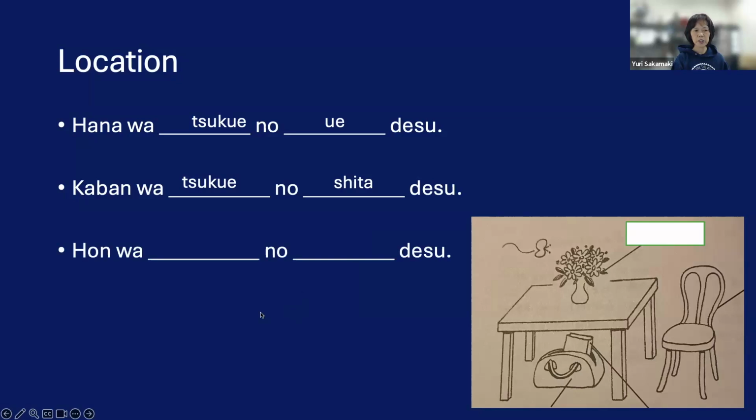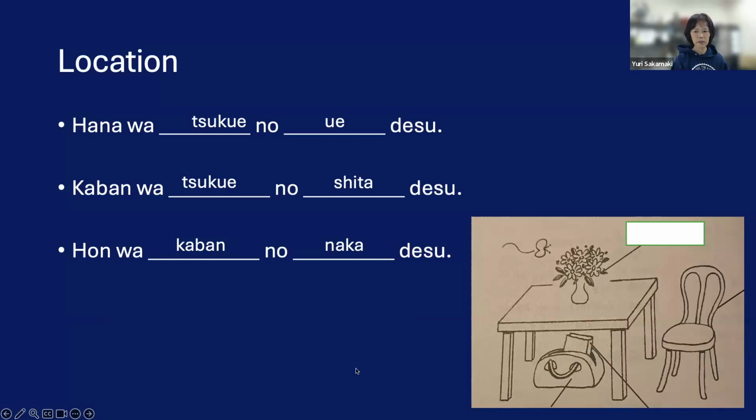Same thing, but let's explain where the book is. So the book is inside of the bag. So now, would you use tsukue or something else? Okay. Now, you don't need tsukue to explain where the book is. You need the bag because you want to say it's inside the bag. So the bag here is this word right here. Kaban no, and then naka desu.